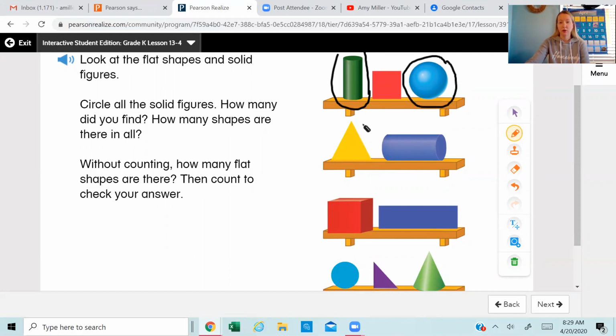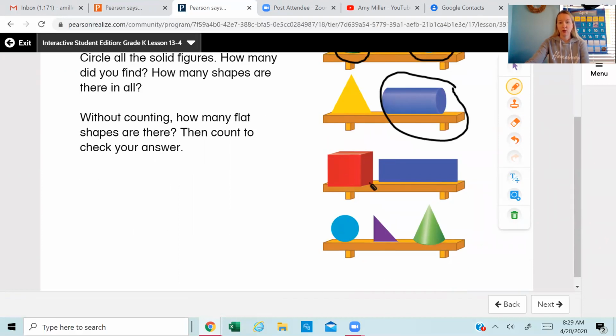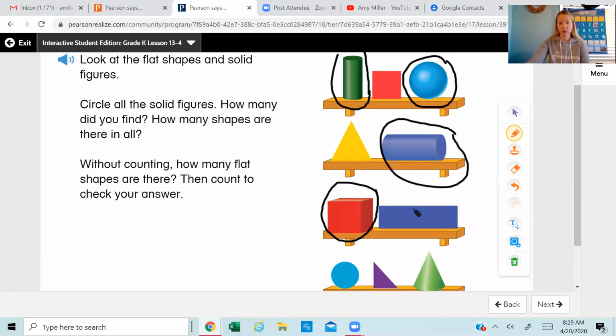A triangle. Triangle is flat. If it had extra sides, it would be a pyramid. Then that would be a solid figure, but this one is a flat triangle. Oh, here's another cylinder. It's just laying on its side. So we will go ahead and circle a cylinder. Down here you have a cube. Is a cube flat or solid? You're right, it's solid, so we're going to go ahead and circle it. Here we have a rectangle. A rectangle is a flat figure, so we are not going to circle that one.